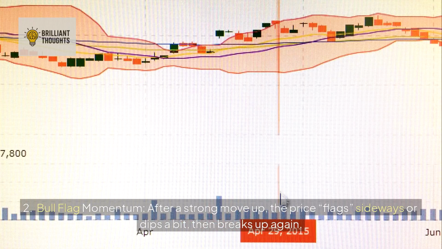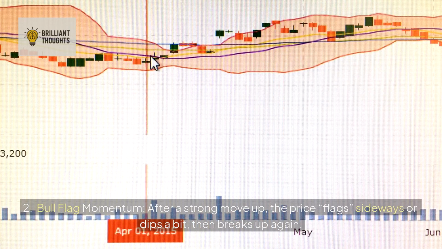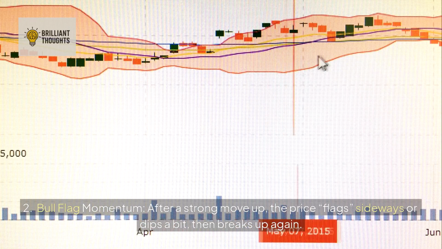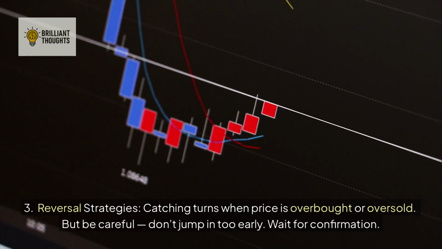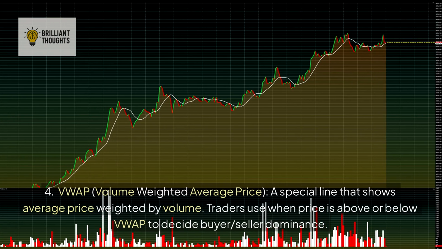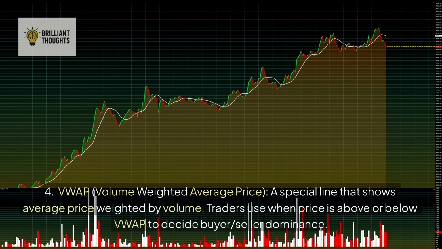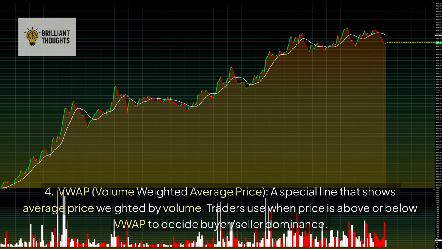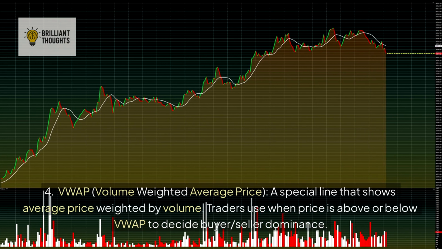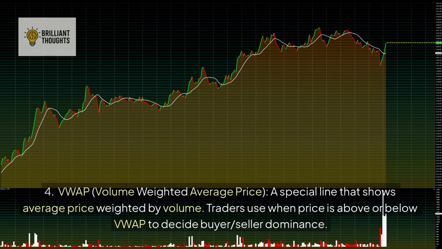2. Bull flag. Momentum. After a strong move up, the price flags sideways or dips a bit, then breaks up again. 3. Reversal strategies. Catching turns when price is overbought or oversold. But be careful. Don't jump in too early. Wait for confirmation. 4. VWAP, volume weighted average price. A special line that shows average price weighted by volume. Traders use whether price is above or below VWAP to decide buyer-seller dominance.